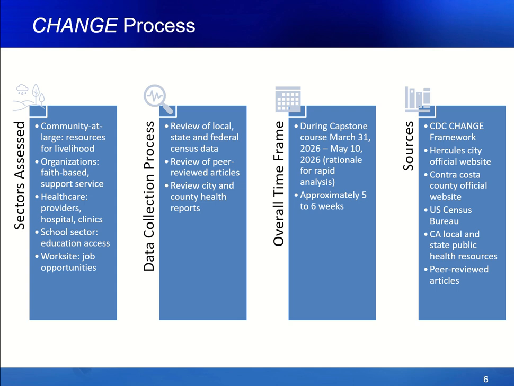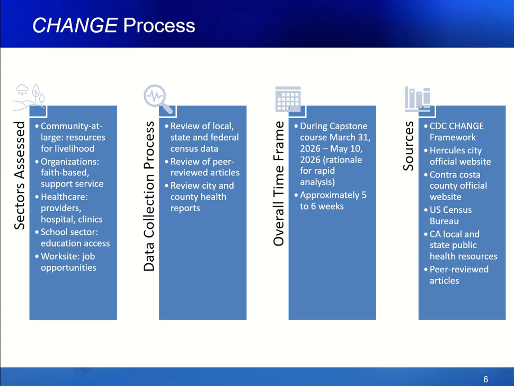The assessment focused on 5 sectors, as you can see here on the left-hand side where it is the first pillar. The community at large sector examined public areas, transportation, and social supports. The community organization reviewed community services and programs. The healthcare sector evaluated healthcare and behavioral health access. The school sector focused on access to primary and higher learning institutions, city youth support services and school-based programs. The worksite sector determined local job opportunities.